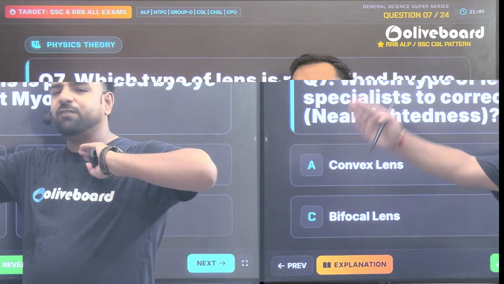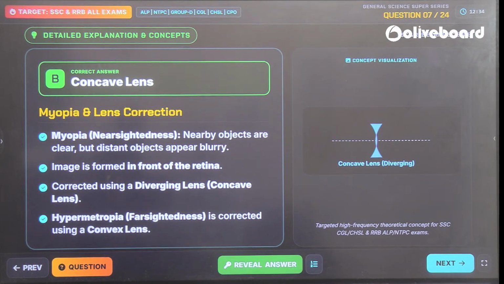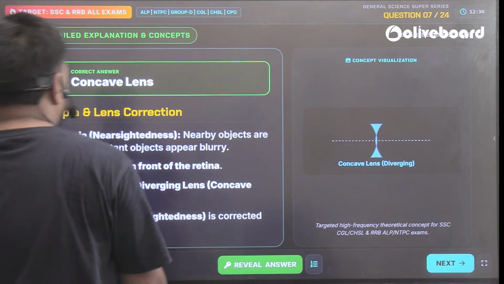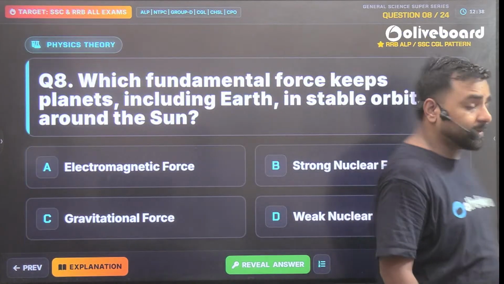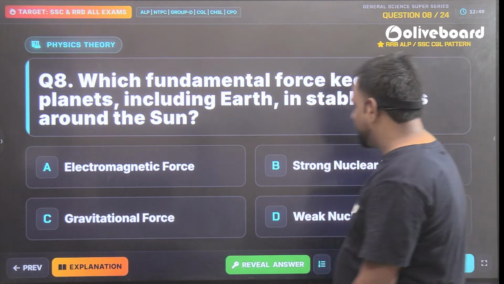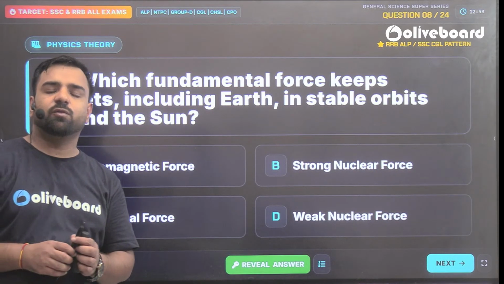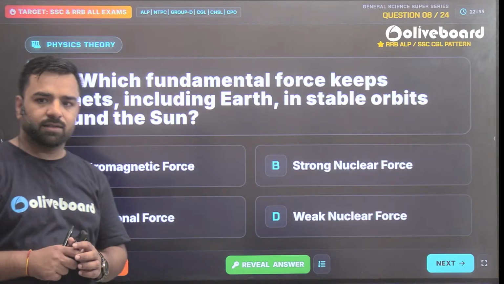Okay. So here, proceeding further with the next question. Next. Now we have: which fundamental force keeps the planets, including Earth, in stable orbits around the Sun? So what should be the correct answer here? Is it electromagnetic force? Is it strong nuclear force? Gravitational force? Or is it weak nuclear force? What do you think? What should be the correct answer here?